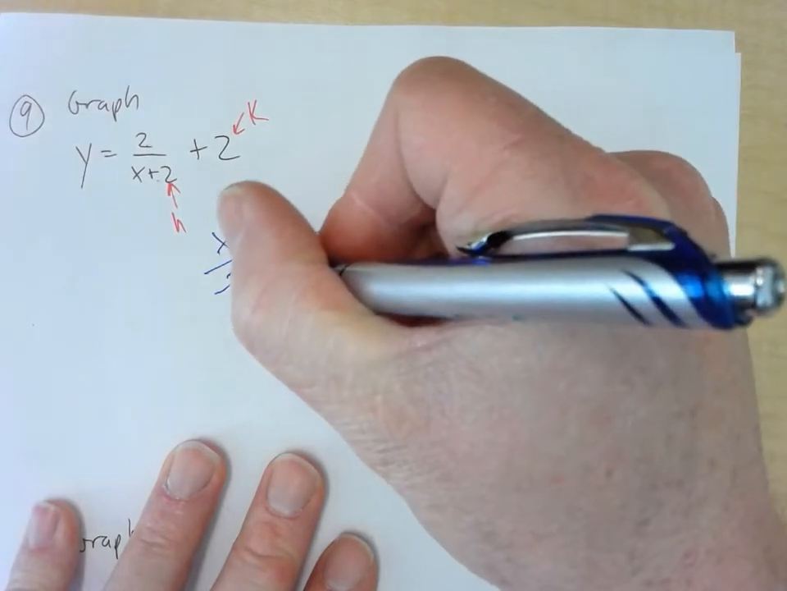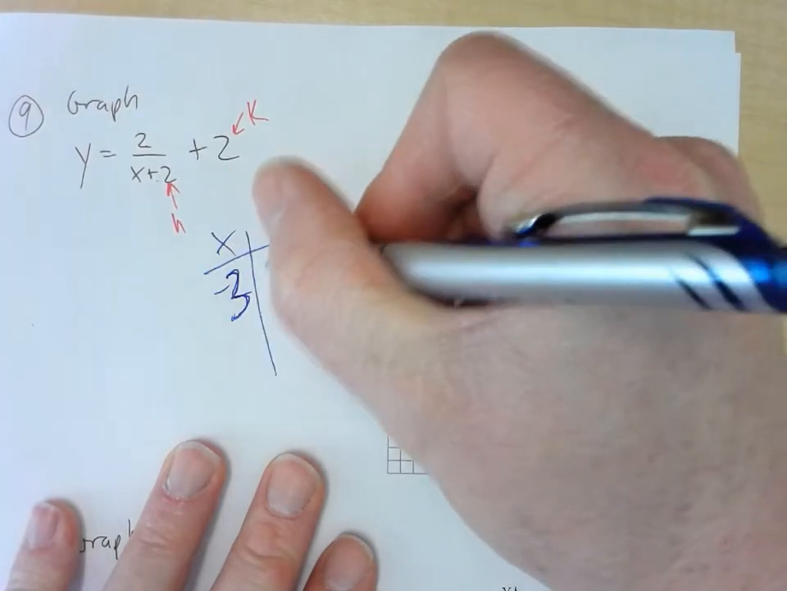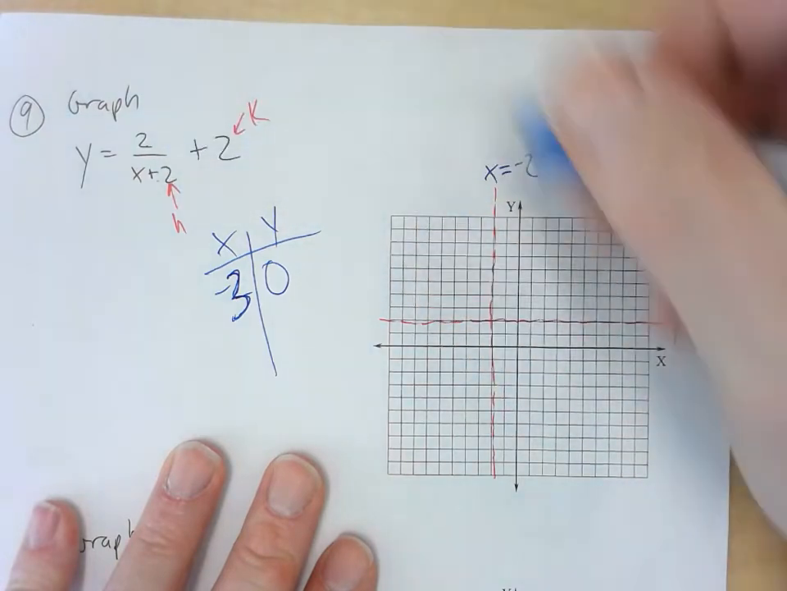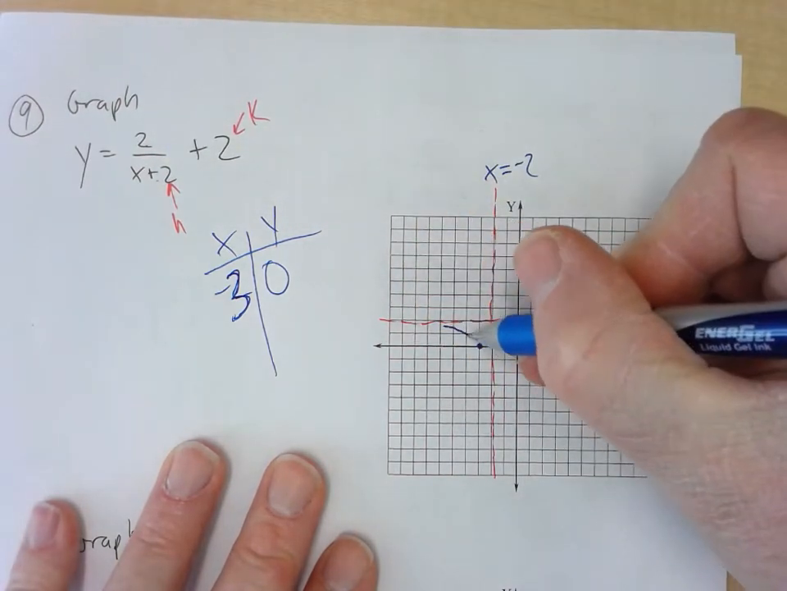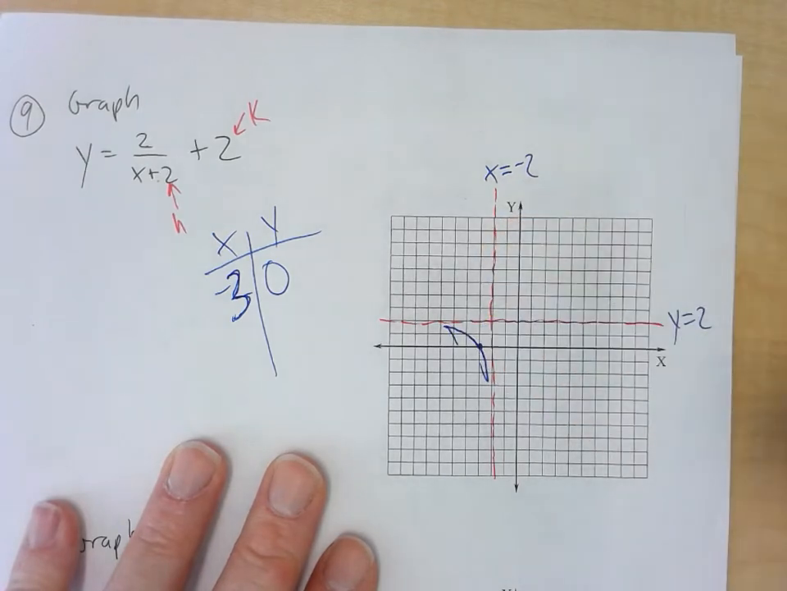-3. I'm plugging in -3, not -2. So -3, yeah, it would be 0. So -3, 1, 2, 3, 0. So it curves like this in this quadrant there.